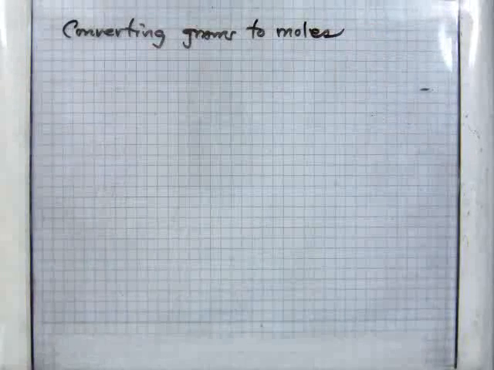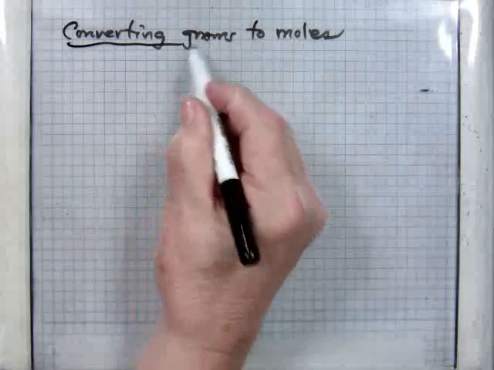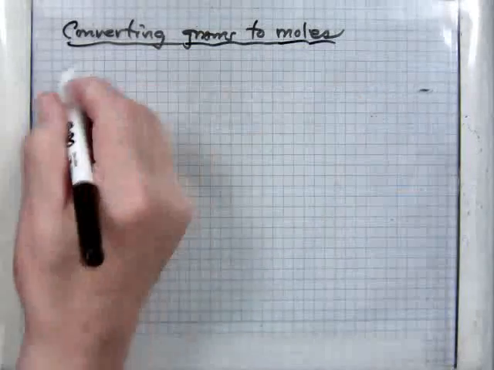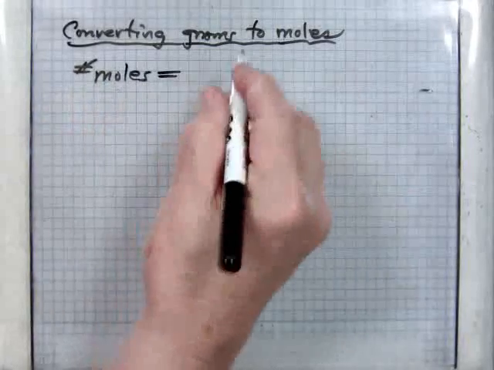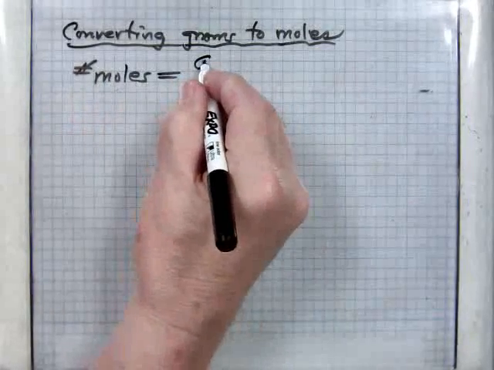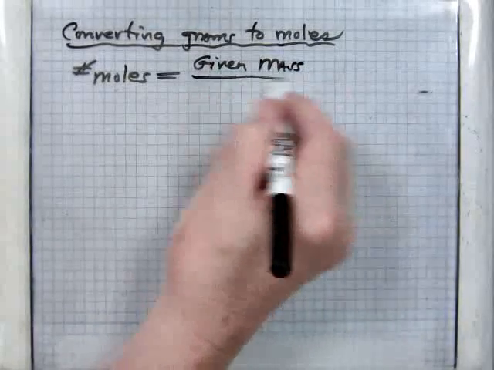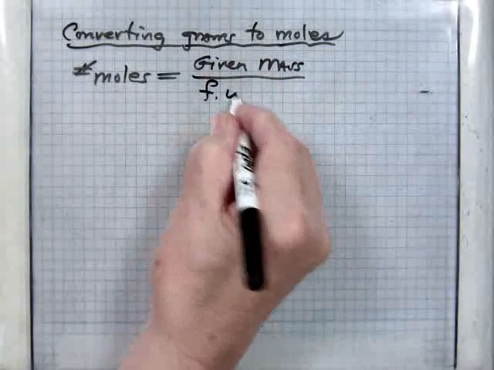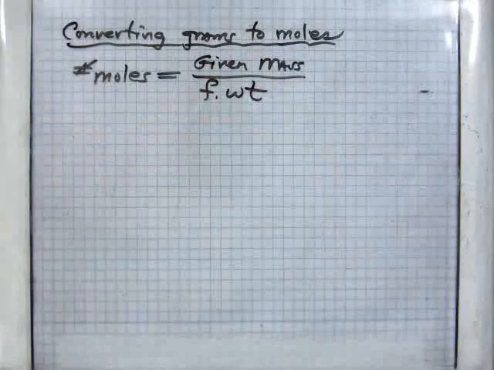And then moles back to grams. Well, it's a real simple process. The number of moles is equal to the given mass divided by the formula weight. That's it. And you tag it with the unit moles.